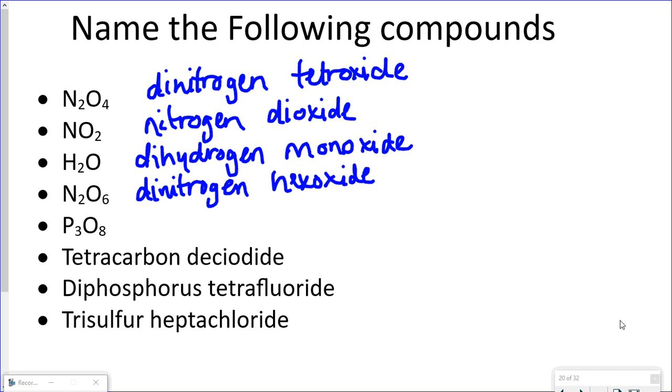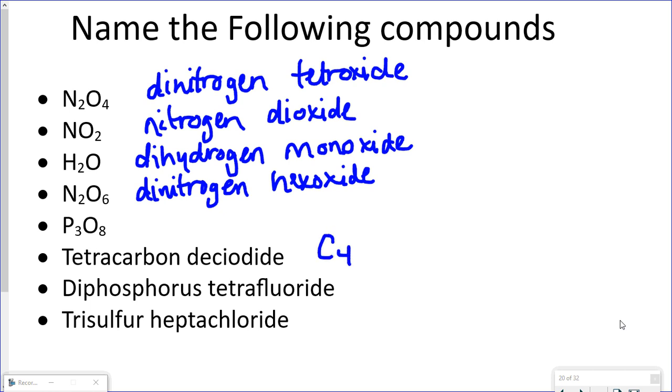All right, I want you to take a moment. Feel free to pause. Try the next one on your own. We'll come back to it in a moment after going over writing formulas. So the first one that it gives us the name is tetracarbon dekiodide. So tetracarbon, tetra means 4. Carbon symbol is C. So this is C4.